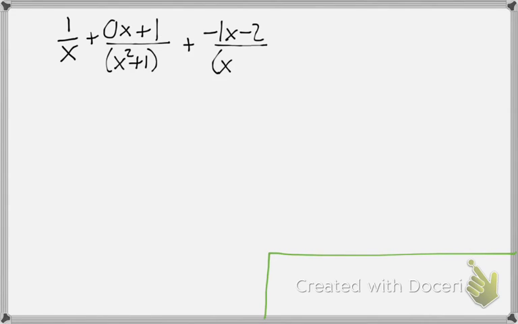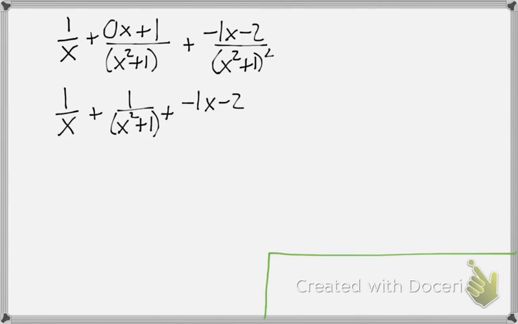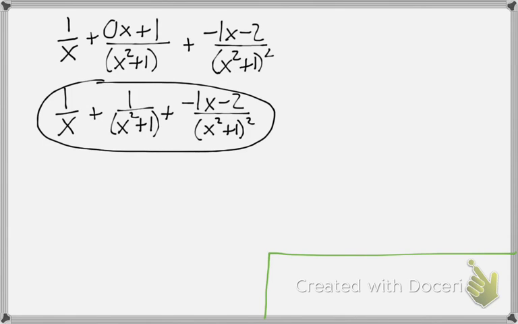This problem took so long. And I'm actually not going to write that 0. So it's going to be 1 over x plus 1 over x squared plus 1 plus -1x minus 2 over x squared plus 1 squared. And that'll be our final answer.